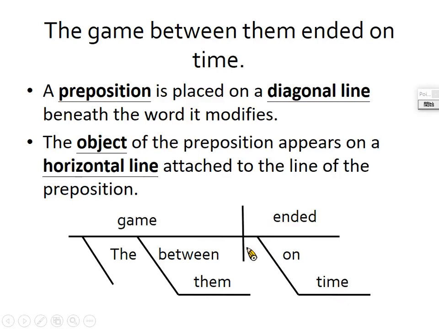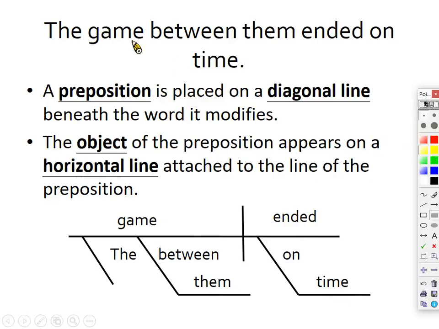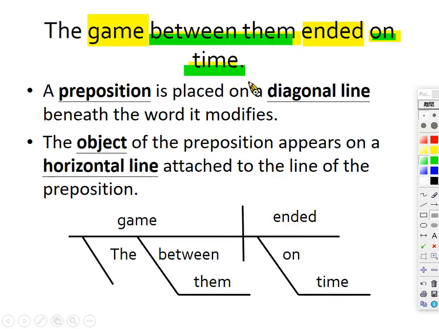Now we have a prepositional phrase. Again, between them, ended on time. Again, let's try to identify the basic structure. Ended, right? But what about the game? Between them. So between them is a prepositional phrase used to modify game. And on time is an adverbial phrase used to modify ended. So both of these two phrases here, between them, on time, are all modifiers, right?